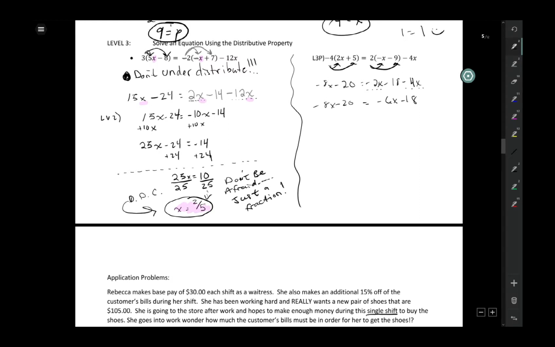Let's see. So, any recommendations? Let's add 8x to keep it positive. Now, don't forget the negative. Okay, bring the whole thing down. It's negative 20. Add 18. Negative 2 equals 2x. Divide by 2, divide by 2. And x equals negative 1. Again, negative divided by a positive is negative.